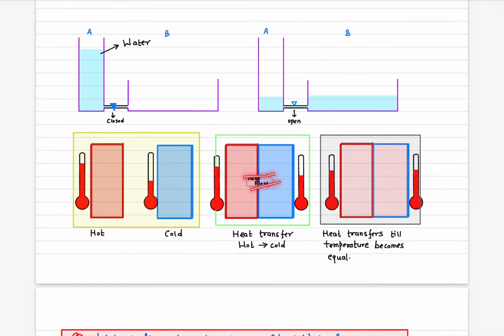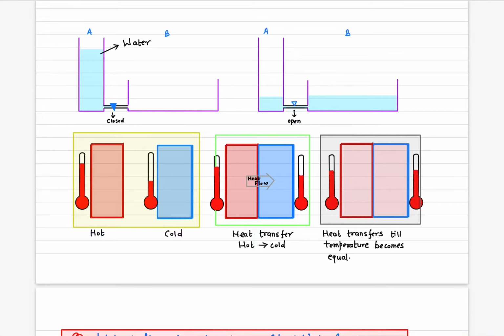The heat transfer and the direction in which the heat flows will be from higher temperature to lower temperature, which is exactly equal to the higher height to the lower height. And it will continue to flow till the temperature difference is 0. That means both become exactly at the same temperature. And in this case, it becomes exactly at the same height. So there is a very strong similarity between how water flows and how heat flows.